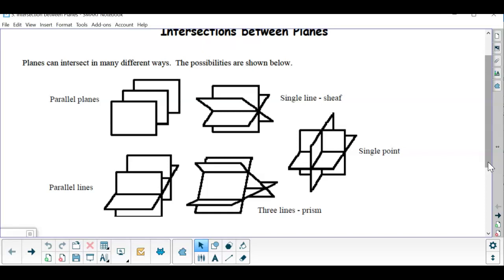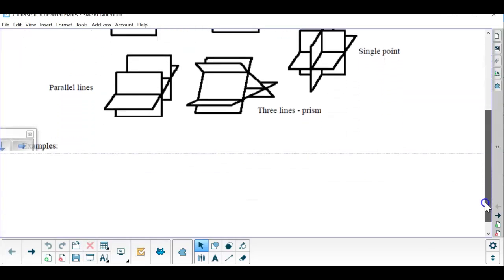And then we talked about that one. This one is where they all meet in a point. It looks kind of like the three-dimensional plane where this is your y, this is your x, and this is your z. So they meet in the center there, like the origin. So you can have a single point, a single line, or three planes all the same, infinitely many. So there are different situations, and that's what we're going to look at today.